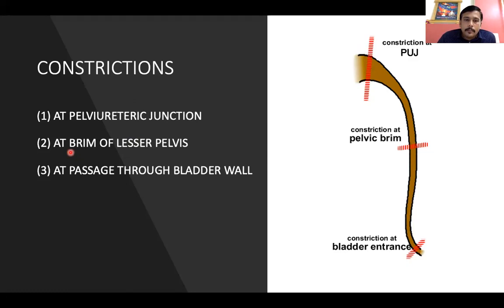Then at the brim of the lesser pelvis, where the bony lesser pelvis margin is seen, there is another constriction. And finally, at the passage through the bladder wall: when it is entering the urinary bladder, there also you will find another constriction.